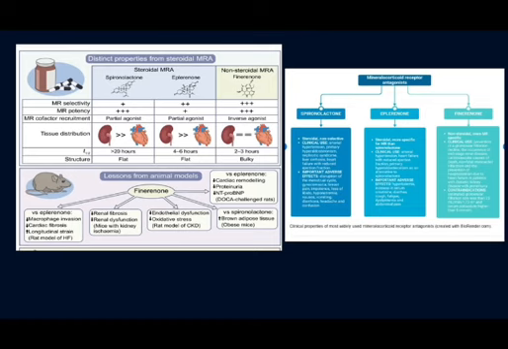Then the tissue distribution: spironolactone and eplerenone mostly have more distribution within the kidney, whereas for Finerenone, the distribution between the kidney and the heart is almost equal. And the half-life is maximum for spironolactone, whereas it is very short for Finerenone.